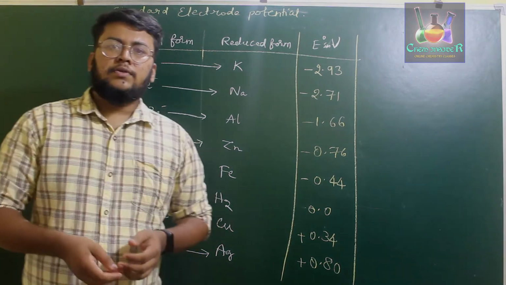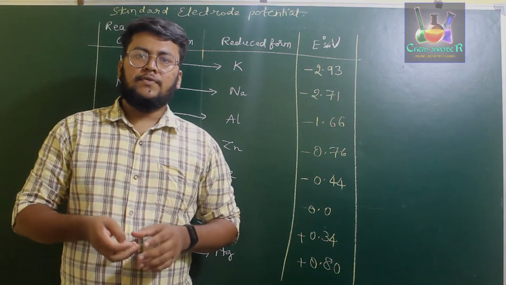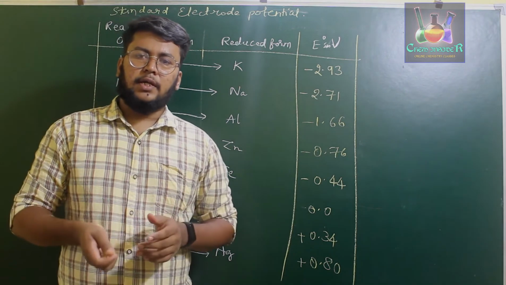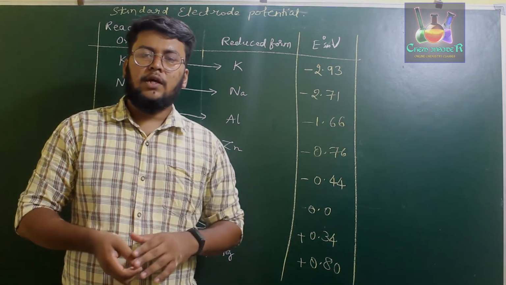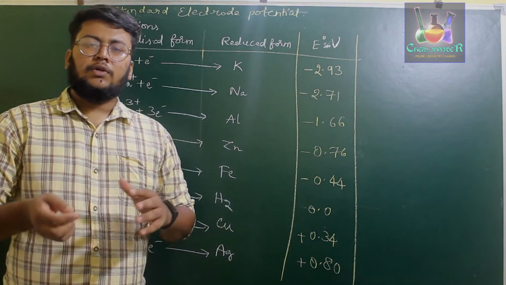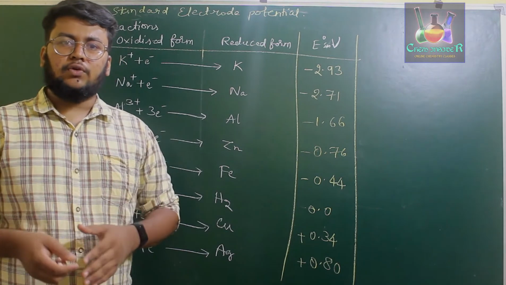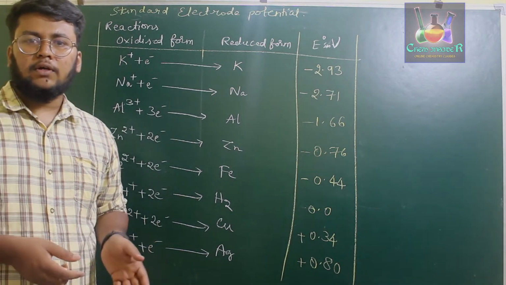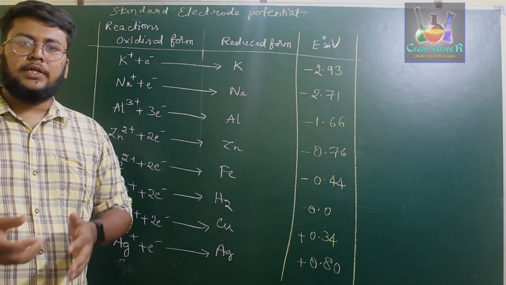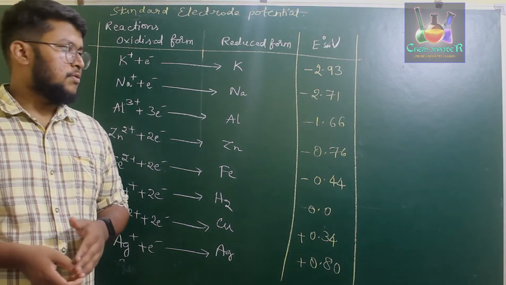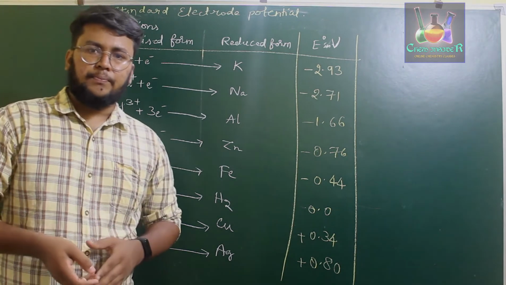In the previous video on measurement of standard electrode potentials of a given metal in its oxidized or reduced form, we learned how to use a standard hydrogen electrode as an anode, and the respective metal whose electrode potential has to be determined as a cathode.